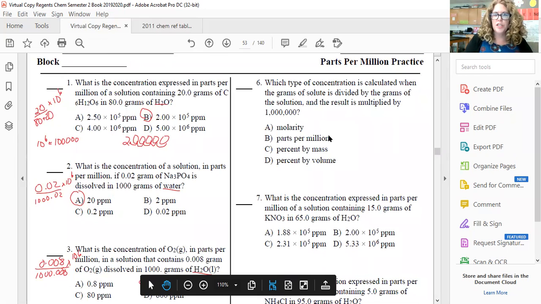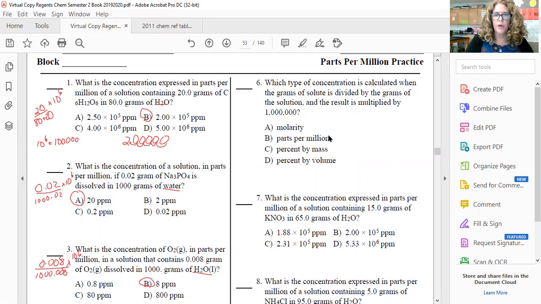All right, so now which type of concentration is calculated when the grams of the solute is divided by the grams of the solution and the result is multiplied by 1,000,000? Well, this is where you're really just going to take a peek over there at Table T in your reference table, and that is parts per million.